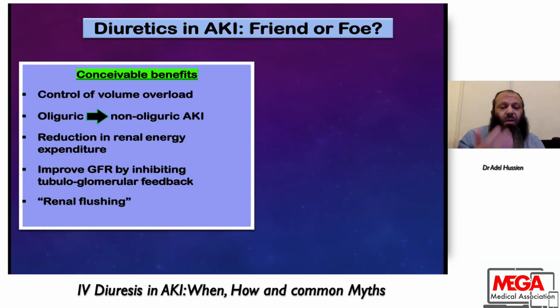For benefits, yes, we use diuretics a lot for overcoming or controlling the volume overload. When you resuscitate, and the patient has oliguria or a stage of AKI, you start using diuretics. Your aim is to control the volume overload. Second benefit is to convert the oliguric phase of AKI to non-oliguric AKI. Third is to reduce the renal energy expenditure. Fourth, it is proposed to improve the GFR, or glomerular filtration rate. How? By inhibiting the TGF, or the tubuloglomerular feedback.